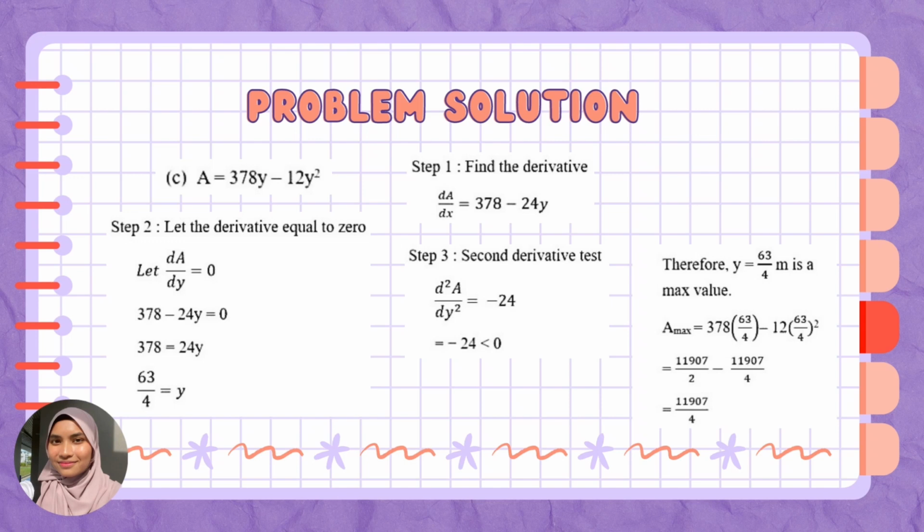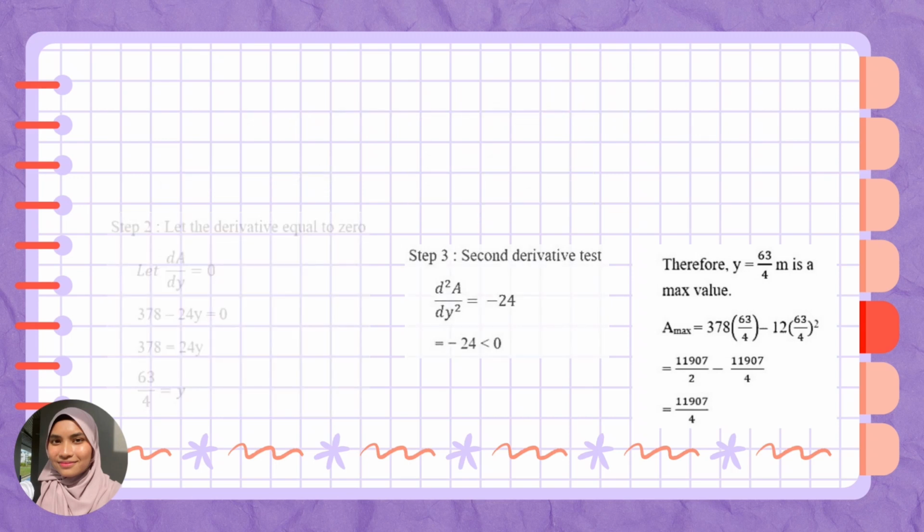Moving on to step 3, where we differentiate the equation for the second time, which will get us negative 24. Now, because negative 24 is less than 0, y equals 63 over 4 can be set as the maximum value. Therefore, to find the maximum area, we simply substitute 63 over 4 into the area equation. Then we will get 11,907 over 4 as the answer.